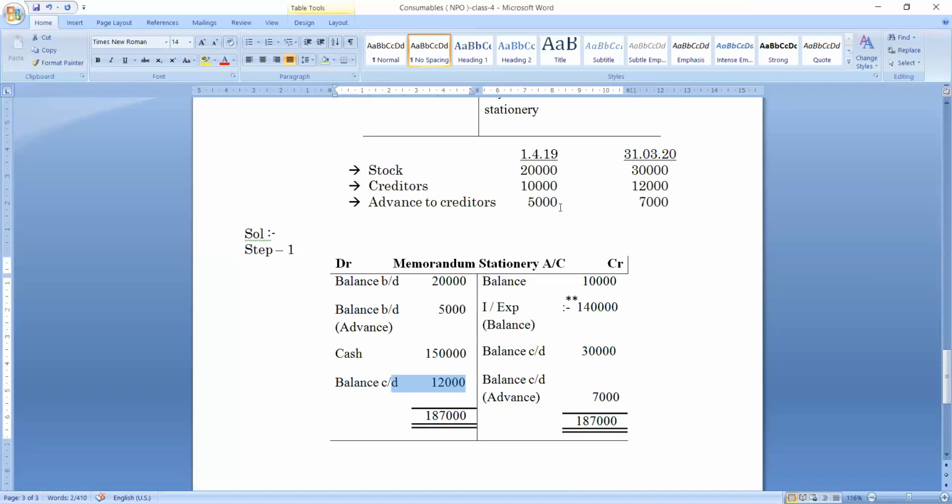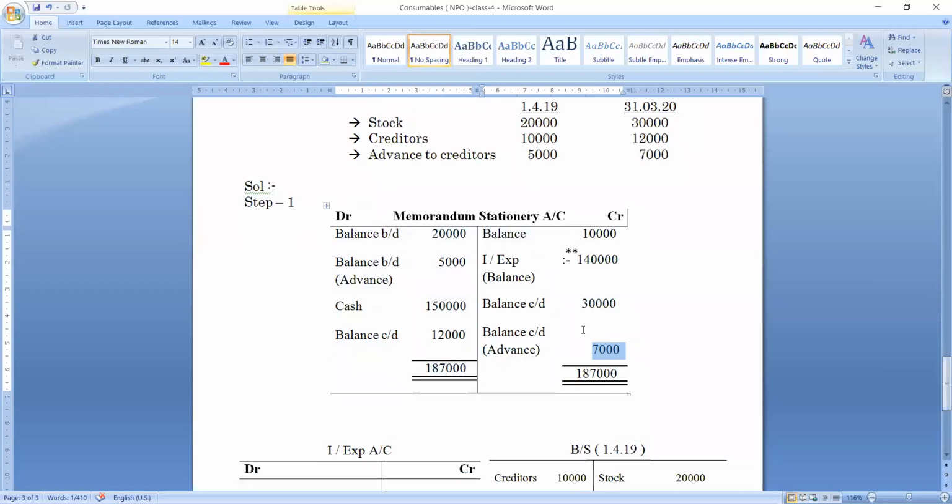Just think about that. You advance that money, meaning you already pay that money in advance, whatever the money. If you pay 50%, 60%, 70%, whatever, you advance paid money means you already paid that money to your creditors. That advance payment is your asset. We know that an asset starts from the debit side. That's why balance b/d 5,000 is written here and balance c/d 7,000 written here, because this is your asset. And always remember, an asset starts from the debit side.